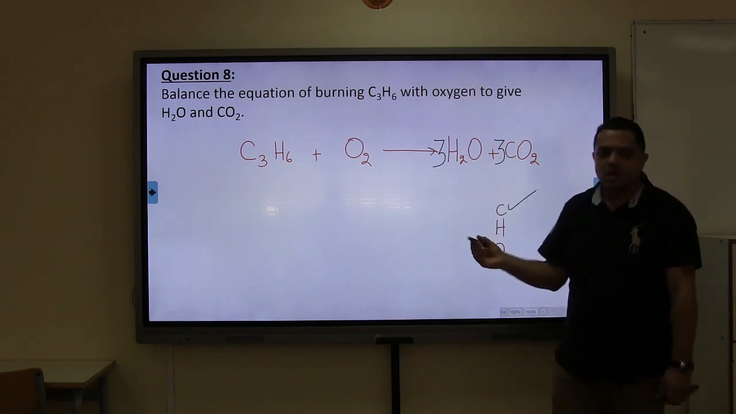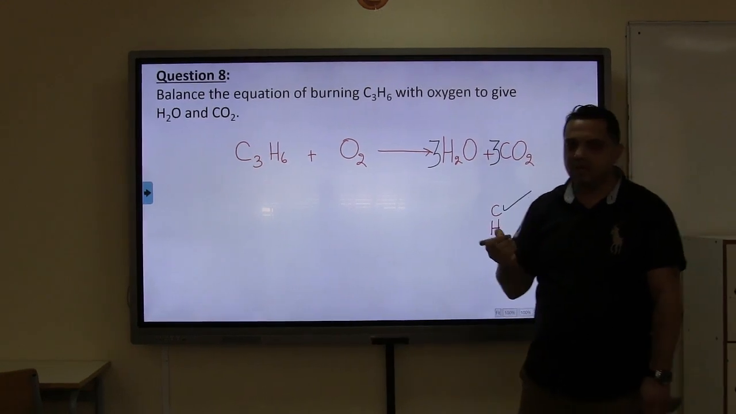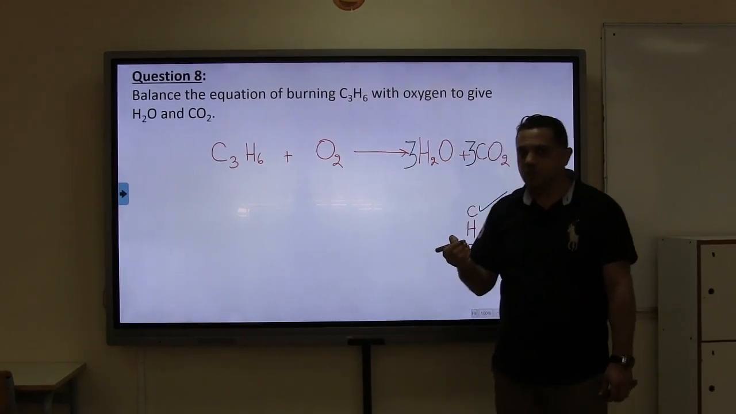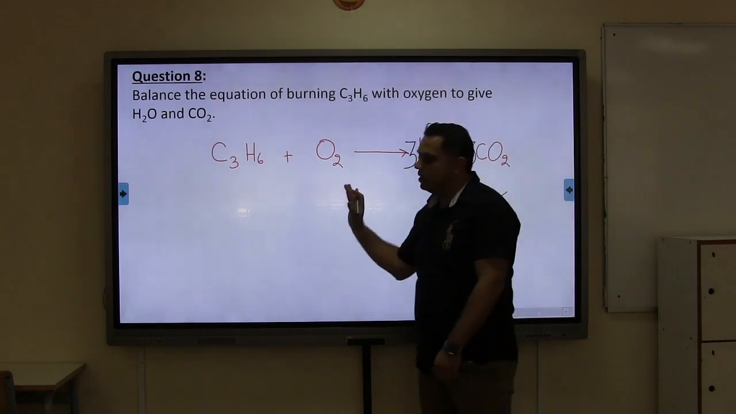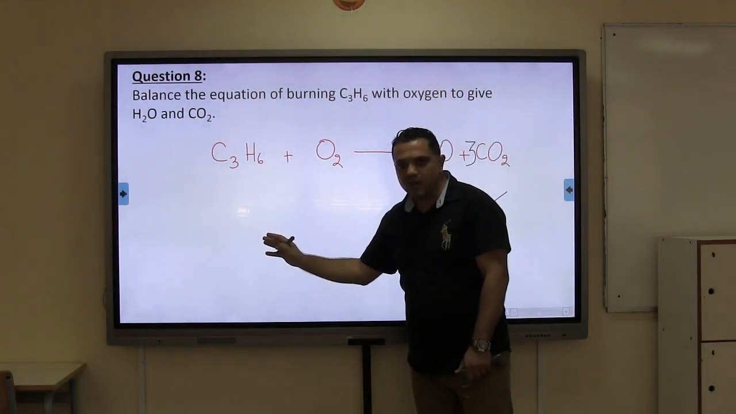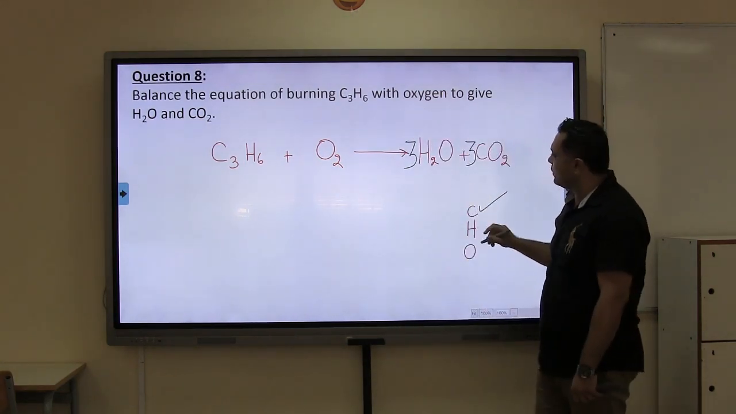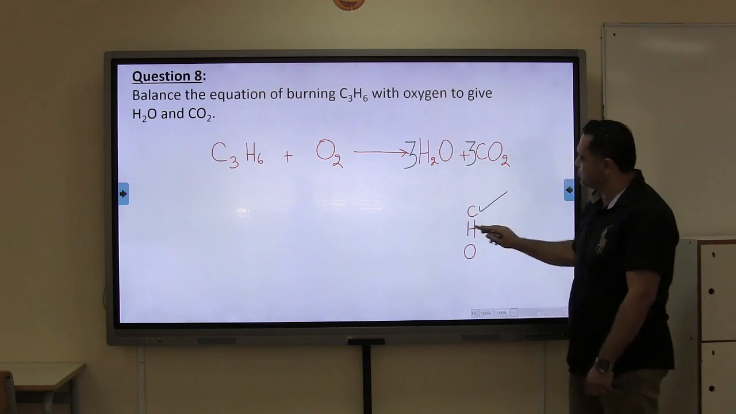Why are we doing this? Because we know that atoms are conserved. In any chemical reaction, atoms are conserved. So the number of atoms of each type and the total atoms on the reactant side will be equal to that on the product side. So here, hydrogen, 6 hydrogens, 6 hydrogens.